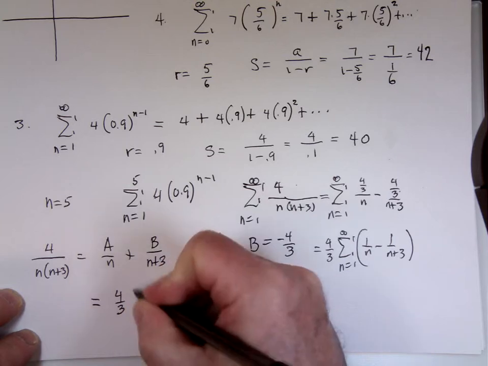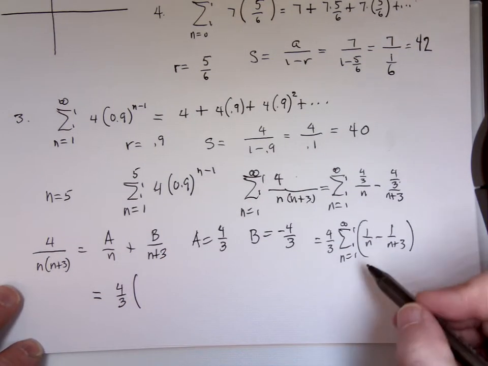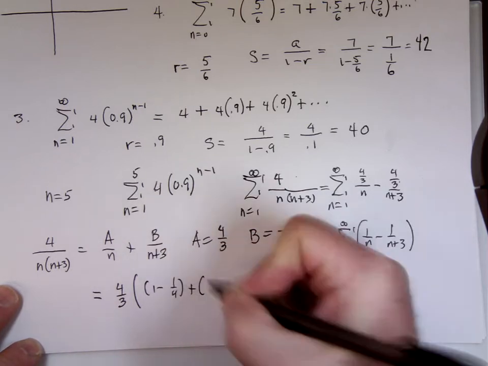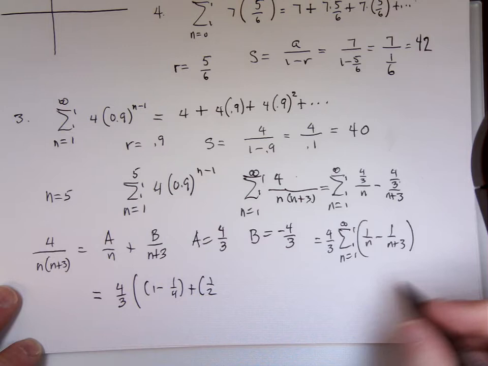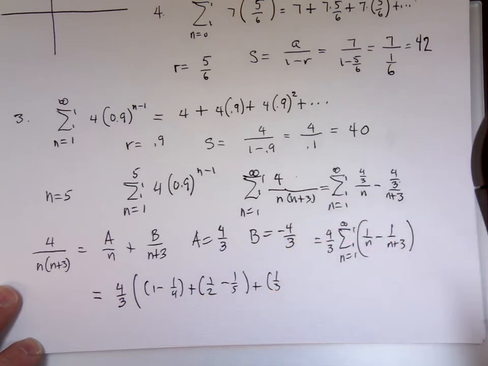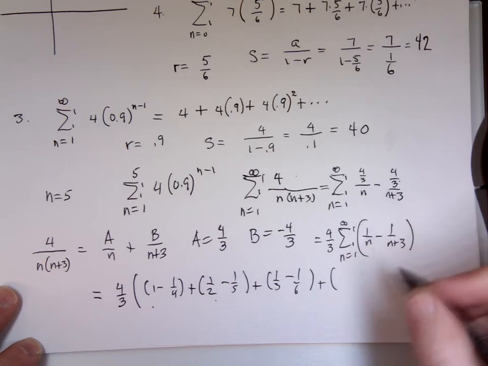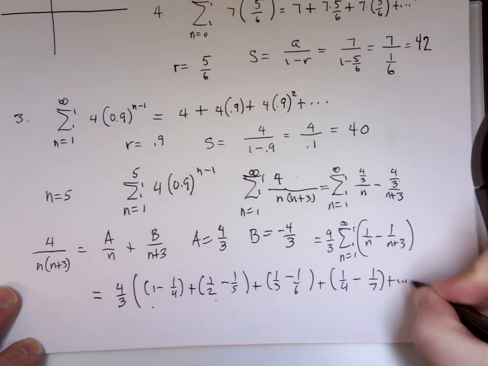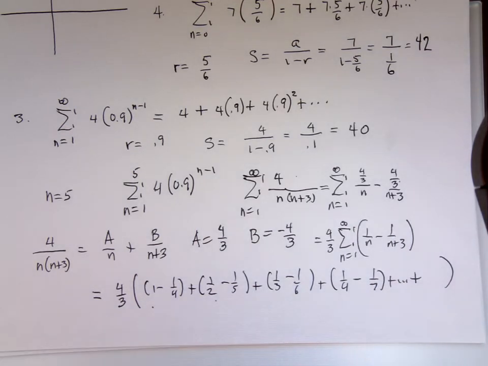You got 4/3. Now when it's 1, you get 1 minus 1/4. When it's 2, you have 1/2 minus 1/5. When it's 3, you'll have 1/3 minus 1/6. Those are the 3 terms you're going to have in the beginning. Now watch this. When we get the next one, 4, we got a 1/4 now, 1/4 minus 1/7. Plus, those will keep on going. You'll get 3 at the end, but they're going to go to 0. We don't care about those.